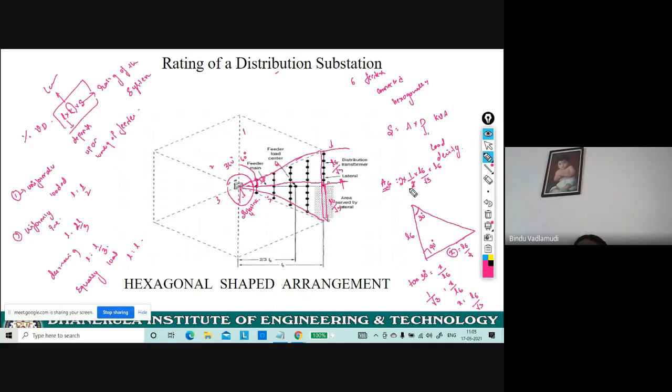So from this, the 2 gets cancelled, and what is the area? L6 square by root 3. Is it the area covered by the feeder? Please respond, ma'am. Did you understand the point?